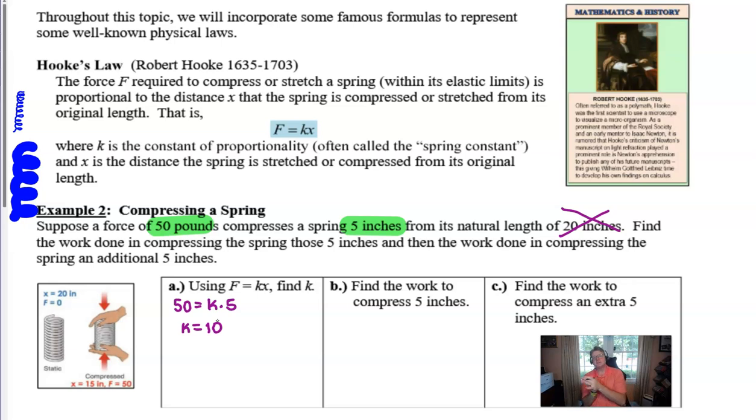I will probably switch to some metric units. I definitely have some metric units in a lot of my materials for my students to do their practice, Newton meters, right, the joule. But we're going to work with feet and inches, or I'm sorry, pounds and inches in this particular problem. So once we have our spring constant of 10, we can now use it to find the work to compress the spring 5 inches.